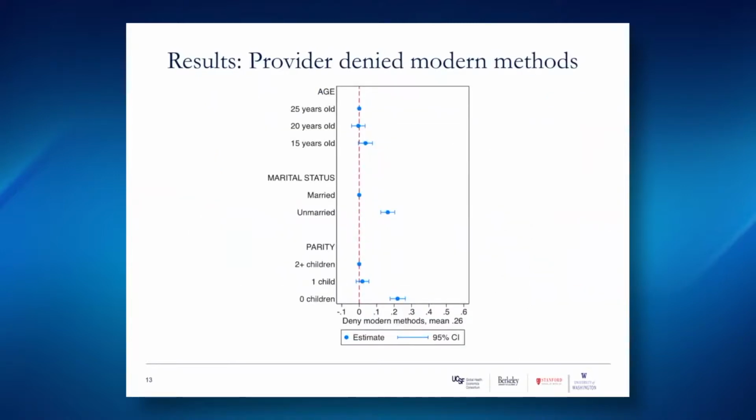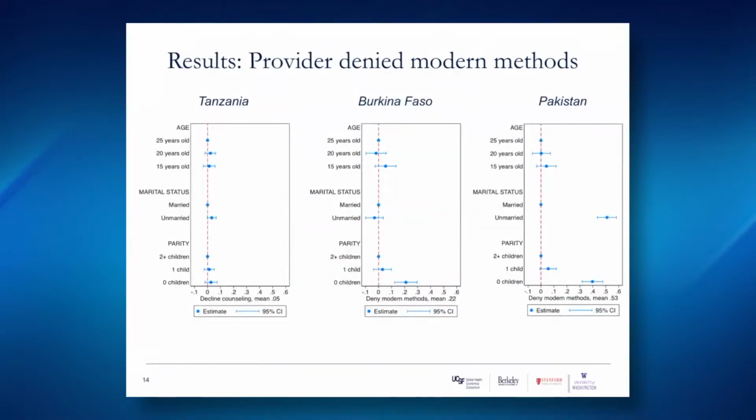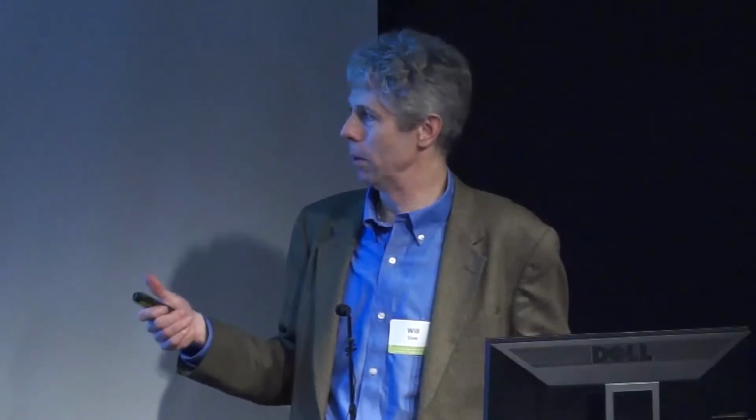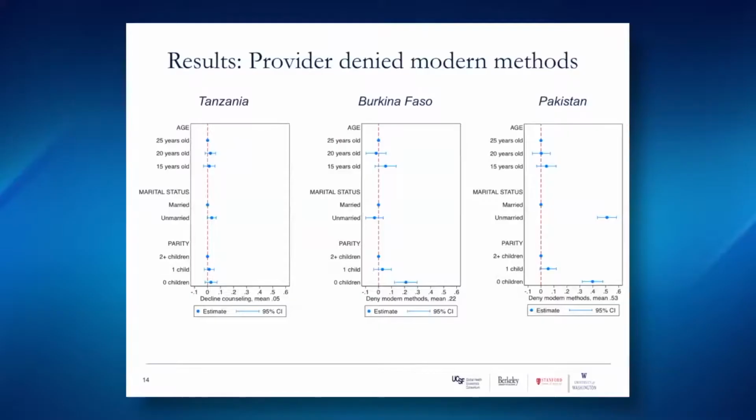If we then look at denying modern methods, we get something very similar. Okay, so for denying modern methods, again, it's not the age which is doing it, it's the marital status and the parity. And again, if I break these out by country, now in Burkina Faso, actually there is something a little bit more interesting going on. It looks like the nulliparous women are about 20 percentage point increase in the probability of being denied modern methods because they're nulliparous, not because they're young. There's no relationship with age. And then in Pakistan, again, there's these huge effects based on marital status and parity, but it's not the age which is doing it.